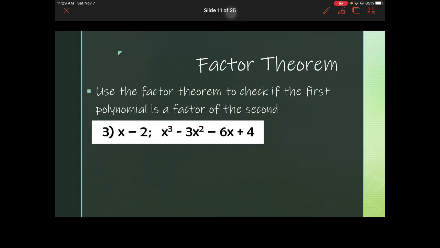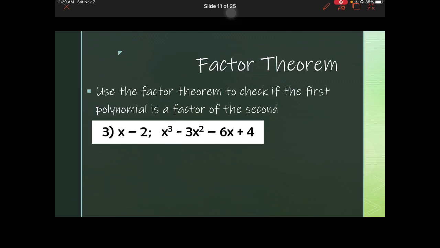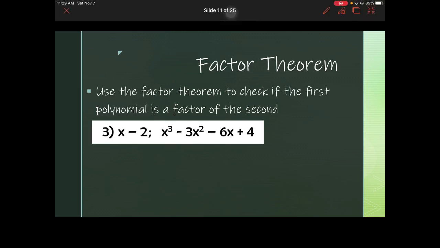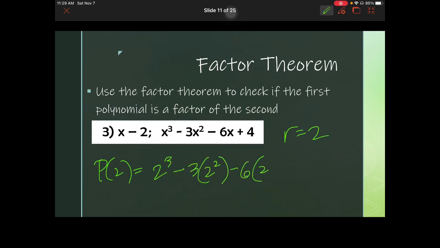Meron po tayong x minus 2 at gagamitin natin siya sa x cubed minus 3x squared minus 6x plus 4. Our r is gonna be positive 2. And if we substitute, we will get 2 cubed minus 3 times 2 squared minus 6 times 2 plus 4. 2 cubed is 8. 2 squared is 4 times 3, 12. This will be 12 also, and then plus 4.